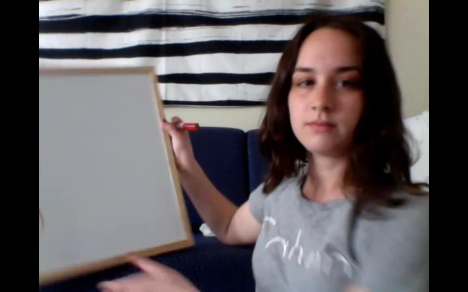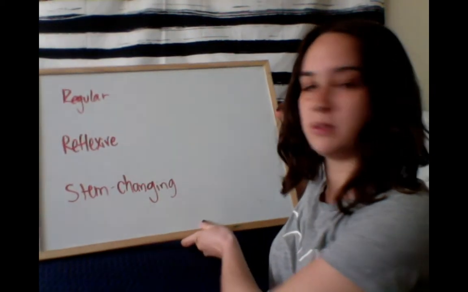So if you think about it, I'm going to use this whiteboard. We have regular verbs, which means they have regular conjugations. We have reflexive, and we have, what did I just say? Stem changing, right? So we have these three types of verbs.